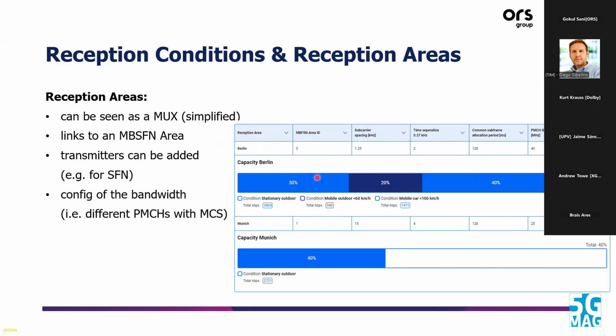So you have different reception conditions here. For example, stationary outdoor, which is this one, mobile outdoor, and mobile car, which we labeled. So behind the scenes, the system is mapping that for the experts, but for the operation team, they only know, okay, we have something here in Berlin, and if I want to add a service to customers who should receive it stationary outdoor, they just click stationary outdoor, so they don't need to know anything about MBSFN areas, service class IDs, and so on.